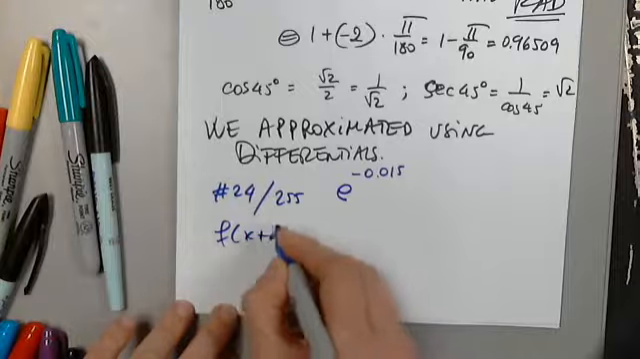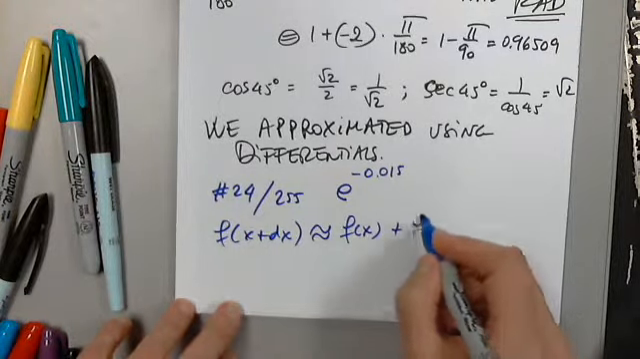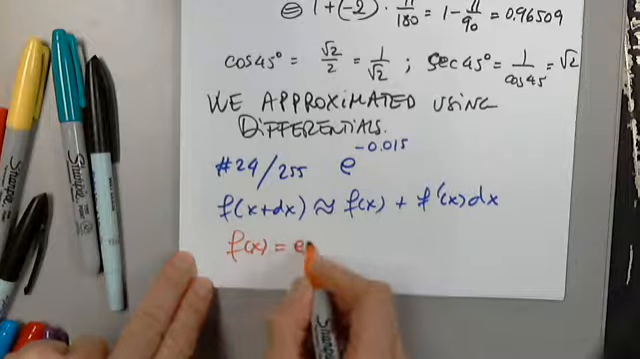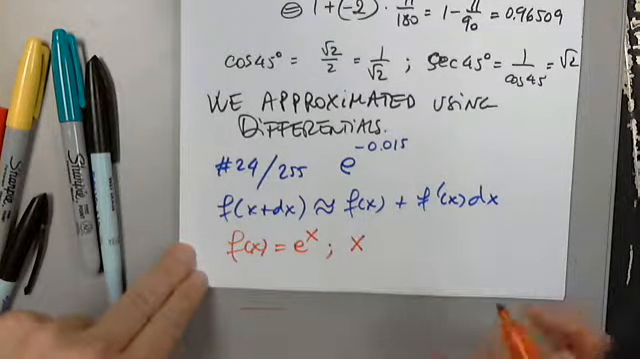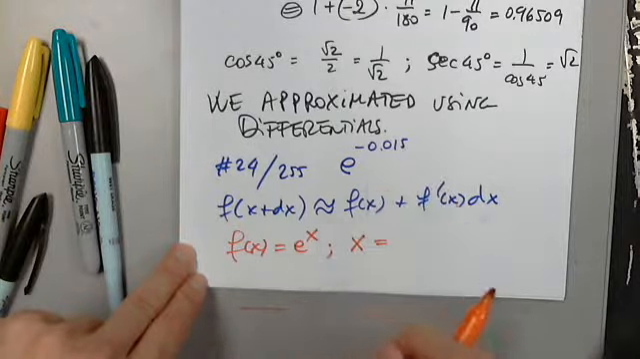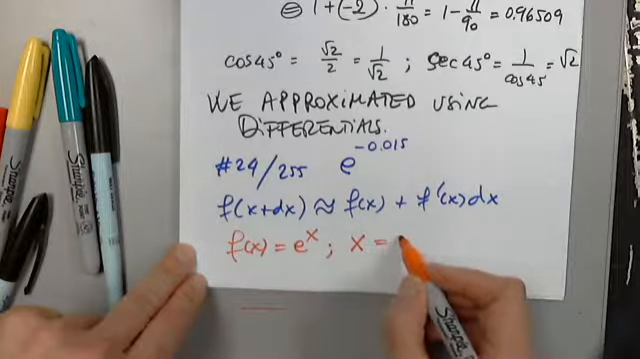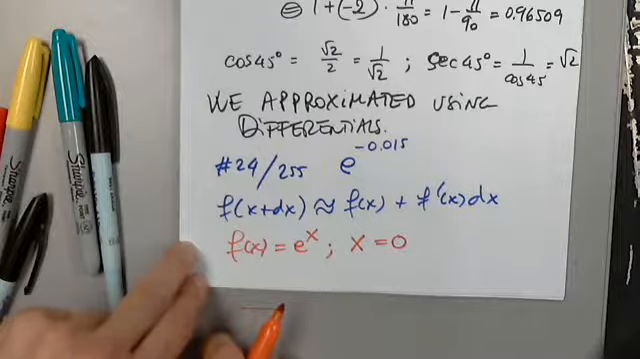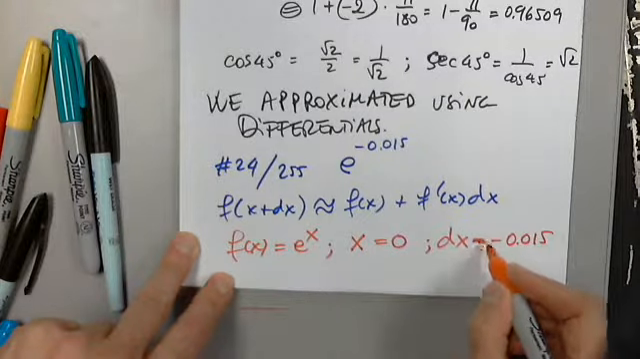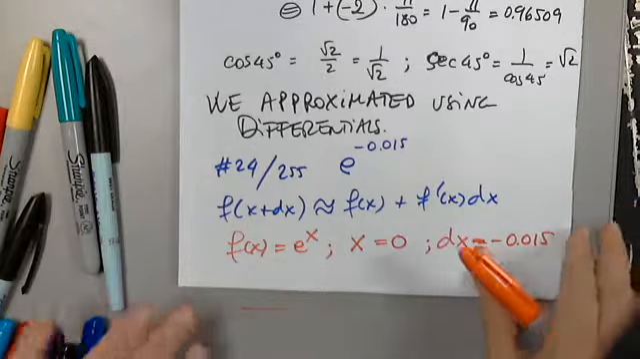So we know that f of x plus dx is approximately f of x plus f prime of x dx. The starting point is we have to identify 3 quantities, or 3 entities if you want. What is the function? How much is x? This is a minor deviation from 0. So what is dx then? Minus 0.015. Very good.